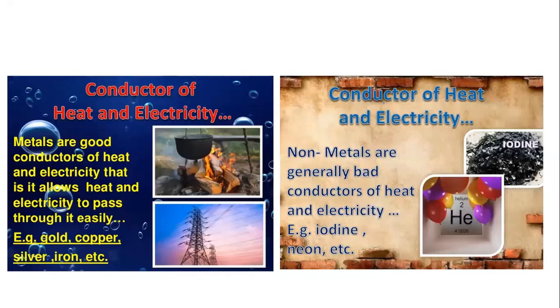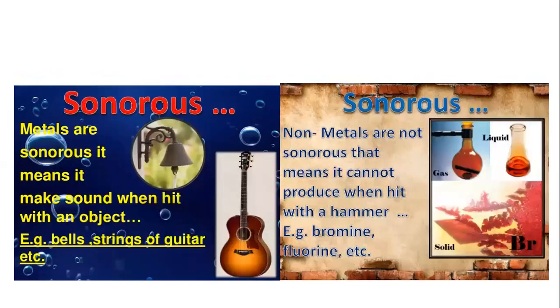So metals are good conductors of heat and electricity, and non-metals are bad conductors of heat and electricity. We have exceptions also, which we will come to on that topic, but let us in general understand. So till now we have discussed lustre, conduction of heat and electricity by metals and non-metals, the densities, the ductility, and the malleability.